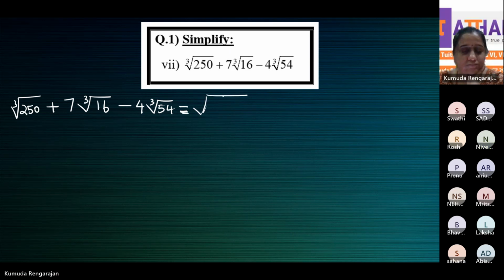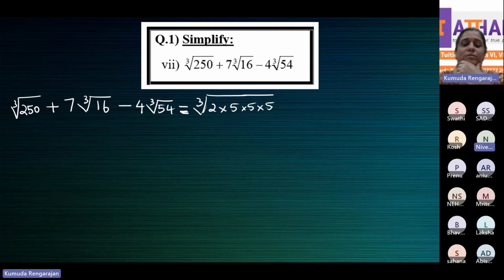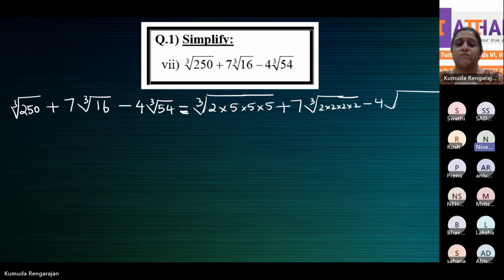Cube root of 2 into 5 into 5 into 5. Okay, no problem. 5 5s are 25, 25 5s are 125, 125 into 2 is 250. Correct. Plus 7 cube root of 2 into 2 into 2 into 2. Very good. Then minus 4 into cube root of 2 into 3 into 3 into 3. Very good.